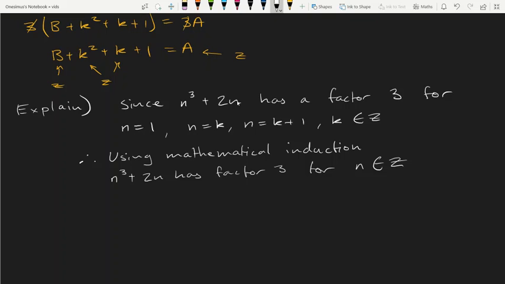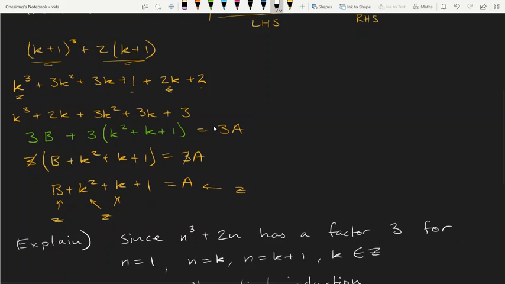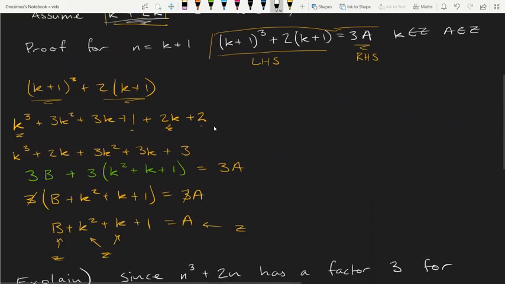So that's done, and in half the time of the previous video, it shows how much easier this question really is. None of that reasonably complex factorization in the proof step.